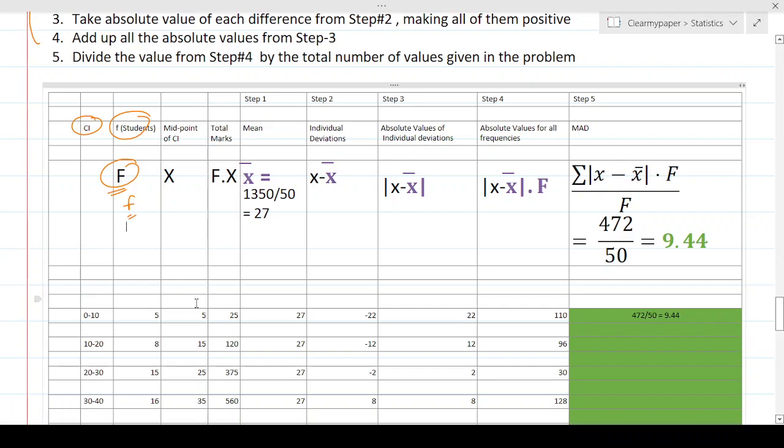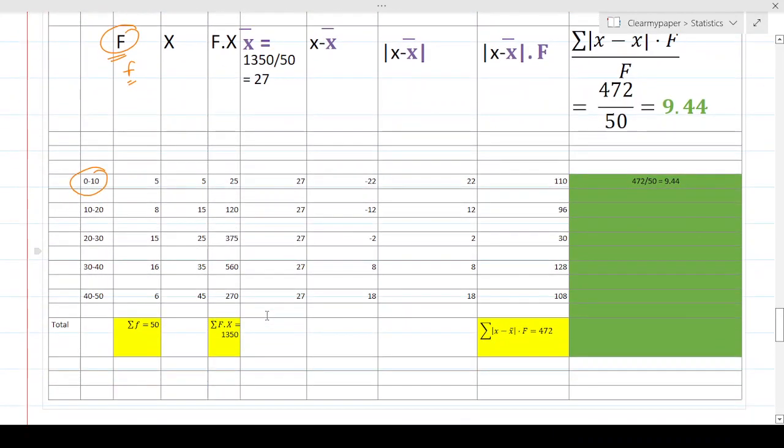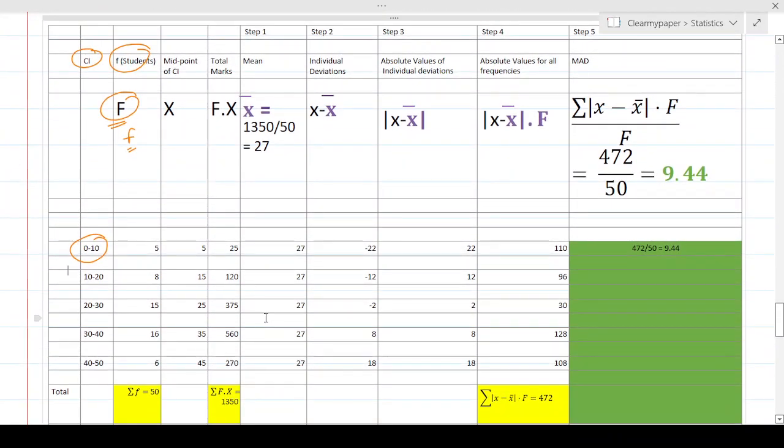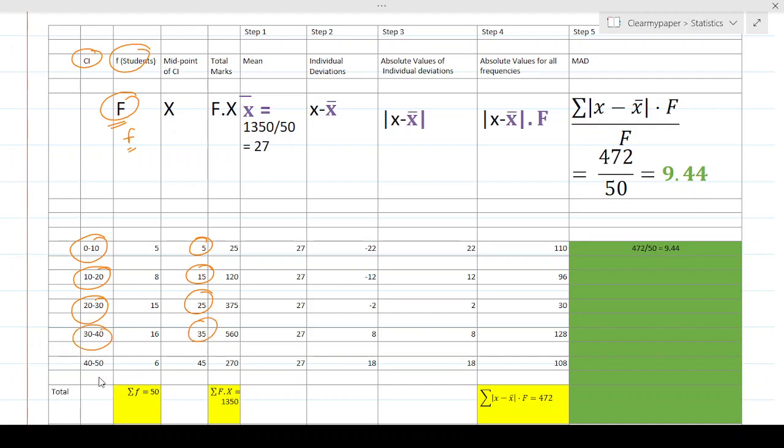Okay, the next step is, since I want to find the midpoint of these numbers, I'm just going to take a midpoint formula, and whatever is the number in between, I'm going to calculate that. Between 0 to 10, 5 is the midpoint. Between 10 to 20, 15 is the midpoint. Over here 25 is the midpoint. Over here 35 is the midpoint. Over here 45 is the midpoint. That's what I get. And how do I read that?